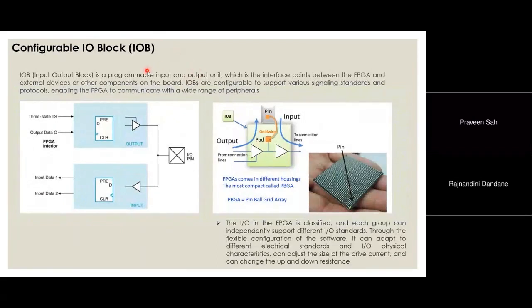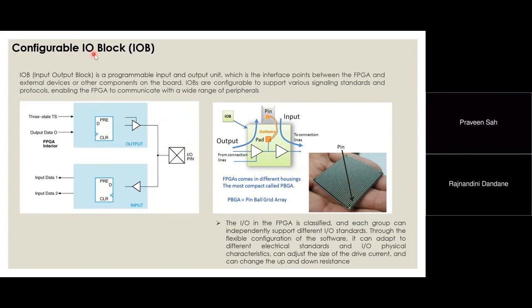Now the other is the configurable IO block. Whenever you have an FPGA, you want to connect different peripherals to the FPGA input output pins. It can be your LEDs, your motor, your sensors, or anything you want to use for any application. So what does it mean? This is one FPGA chip, and these are the balls, or I can tell you these are the pads, or the pins. These are the IO pins.